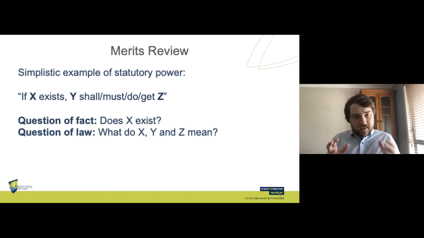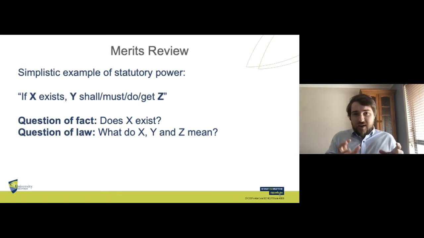To give you a really simplistic example of a general statutory power, most bits of administrative regulation can be boiled down to a simple formula. If X exists, Y shall or must or can or will do Z. So if something exists, a decision maker can, should, must do Z.